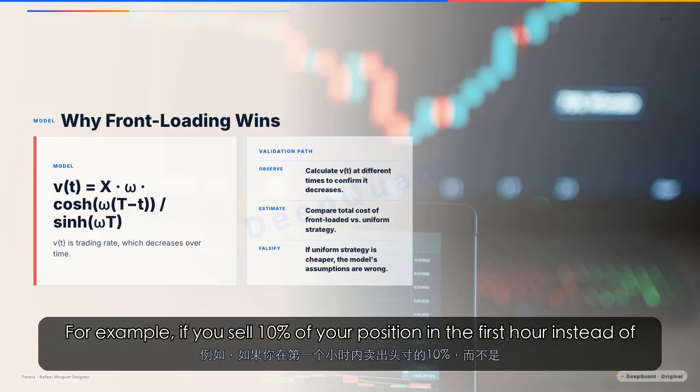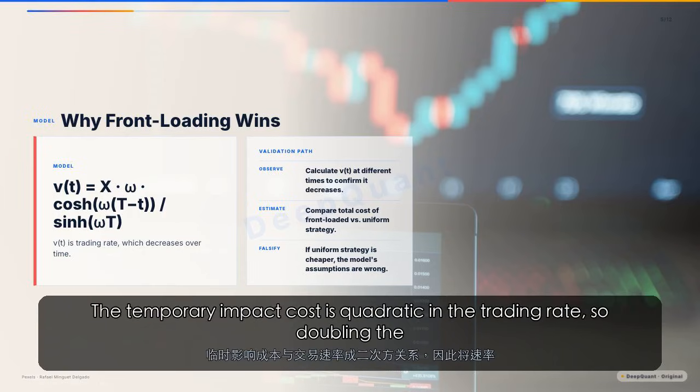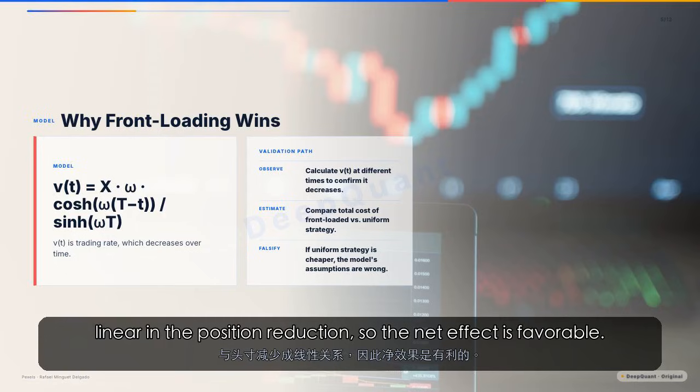For example, if you sell 10% of your position in the first hour instead of spreading it evenly, you reduce the time that the remaining 90% is exposed to permanent impact. The temporary impact cost is quadratic in the trading rate, so doubling the rate quadruples the temporary cost, but the permanent impact savings are linear in the position reduction, so the net effect is favorable.